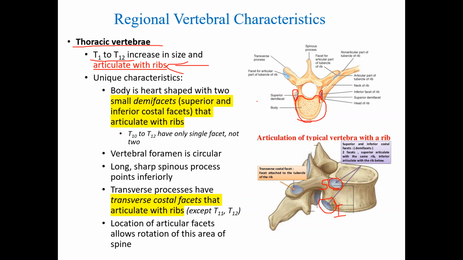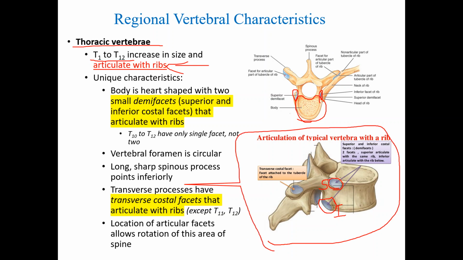Now, generally speaking, this is a generic thoracic vertebra. There are some of the thoracic vertebrae that are not exactly like the others. For instance, T10 and T12 only have single facets, not two. Don't worry about remembering these very particular characteristics. Okay, it's too much to remember, so just stick to the most common characteristics and features of these vertebrae.